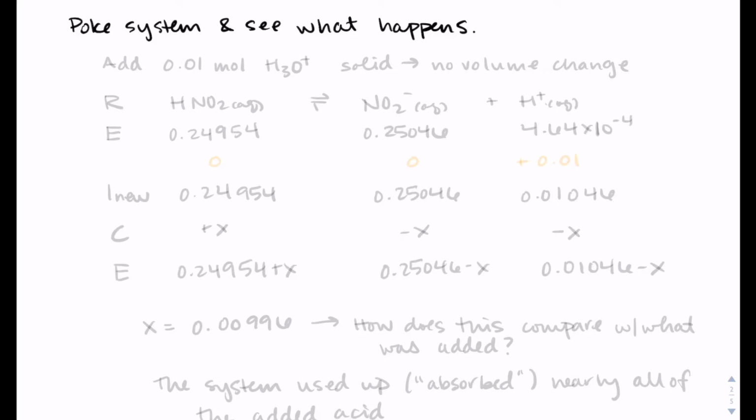So based on the X that I calculated, which is filled in for H plus, how much HNO2 and how much NO2 minus would I now have? I have these amounts, right? You can see that my NO2 minus went up by the amount that my HNO2 went down.